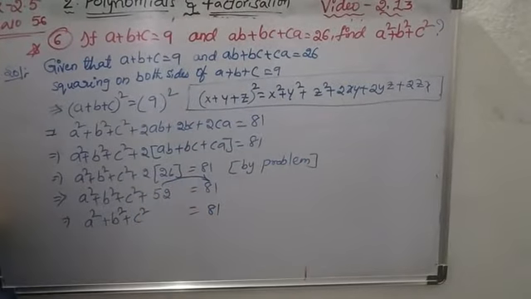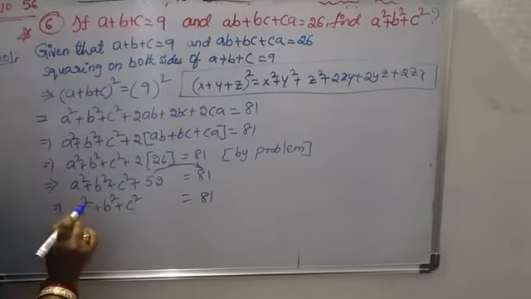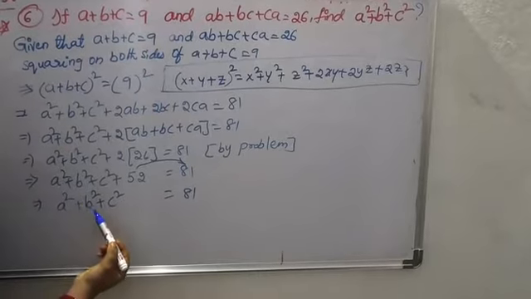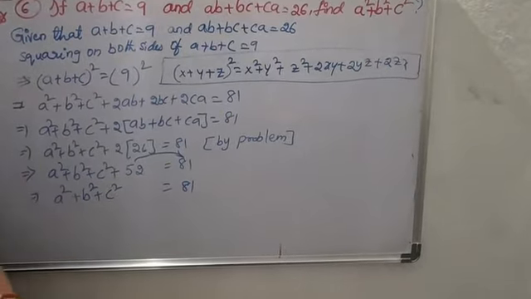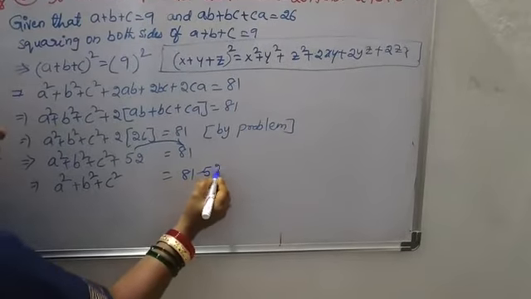Transpose this, shift 52 from LHS to RHS. Why? Because here in the question they only ask for a square plus b square plus c square. No need to take 52 here. So that's why we have to shift it to the other side. So it is plus 52 on one side, and on the other side it becomes minus 52.